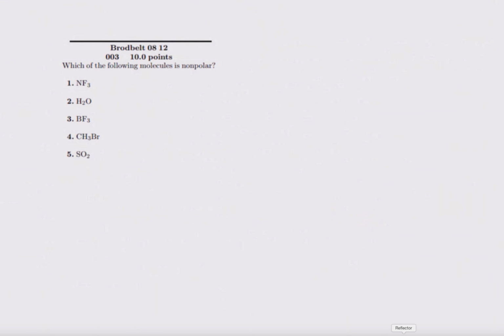Which of these molecules is non-polar? Well, you should always remember, first of all, that water is very polar. You're looking for things that are symmetrical. When you want non-polar, symmetrical is the way to go. If you do out these Lewis diagrams, nitrogen is going to end up something like this with 3 fluorines, so that's not symmetrical.